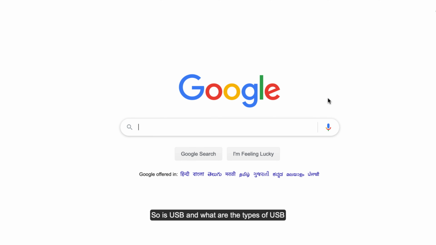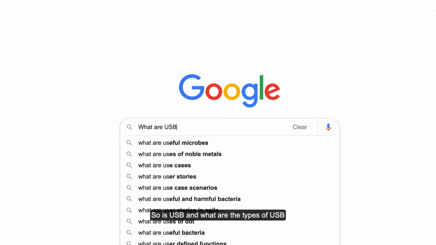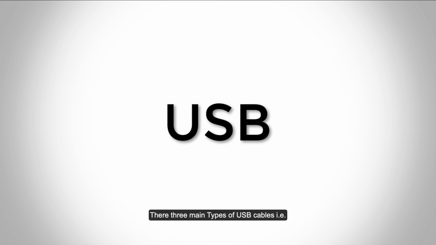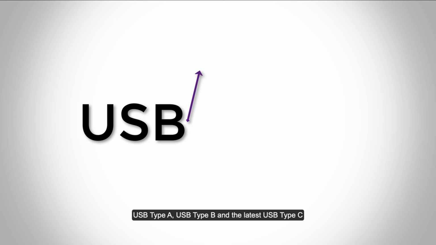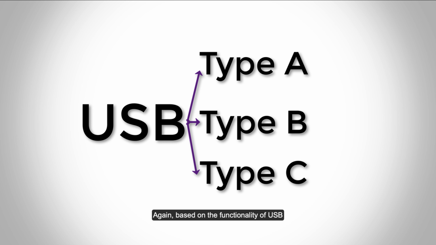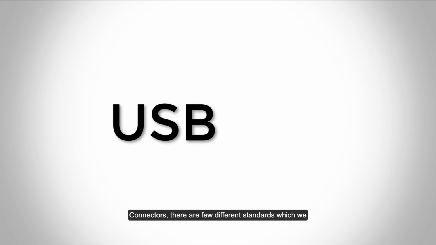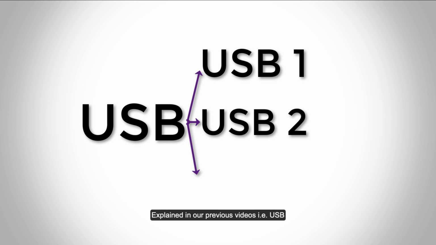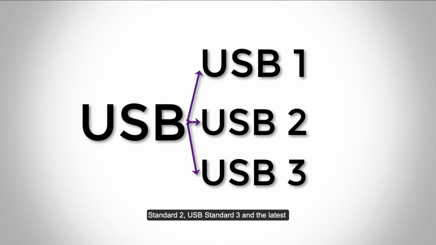So what is USB and what are the types of USB? Well, based on the physical design of plug and play ports, there are three types of USB cables. That is USB Type A, USB Type B and the latest USB Type C. Again, based on the functionality of USB connectors, there are a few different standards which we explained in our previous video. That is USB standard 2, USB standard 3 and the latest USB standard 4.